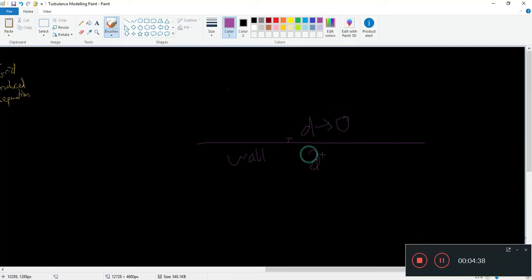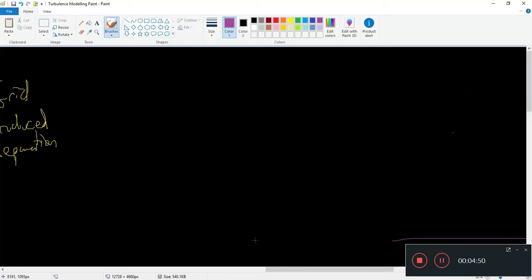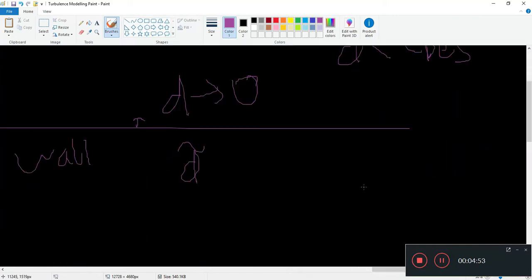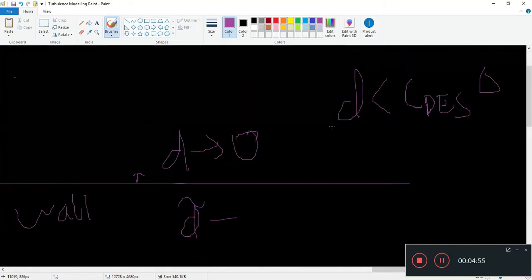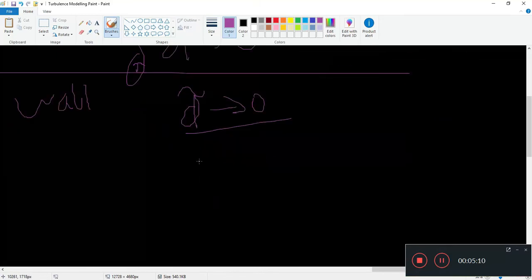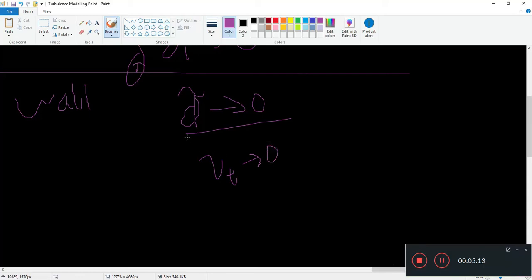So your D tilde, because you have a value where d is smaller than C_DES delta, let's zoom in. You have d less than C_DES delta, so when d approaches 0, D tilde also approaches 0, because remember it's a minimum function, right? So when you go near the wall, your d is close to 0 and your nu T should also approach 0. So this is correct behavior. This is behavior you want, because near the wall there's a viscous sublayer.